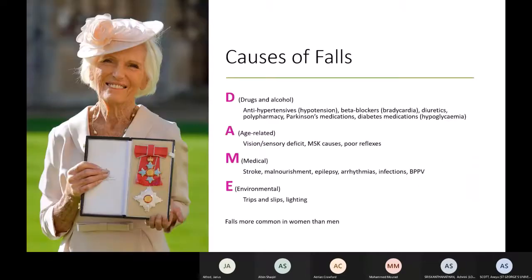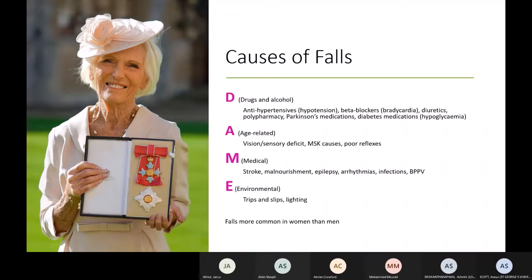And then we're going to go on to causes of falls in the elderly. So falls are really, really common in the elderly. Loads of people in hospital come in due to a fall. And my way of remembering the different causes of falls is to use the mnemonic DAME. And it also helps you to remember that falls are actually a lot more common in women than in men. So the D of the mnemonic stands for drugs and alcohol.